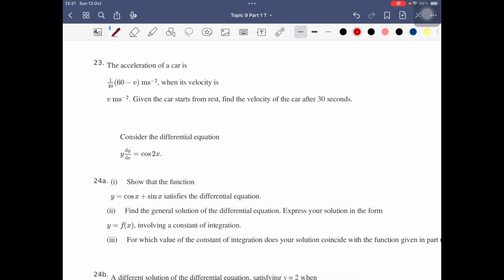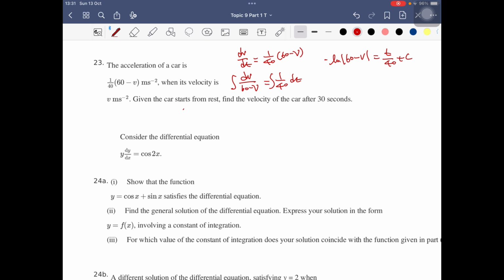Acceleration over curve. Acceleration is dv over dt. It's 1 over 40, 60 minus v. So dv over 60 minus v becomes 1 over 40 dt. Integral. So negative ln 60 minus v becomes t over 40 plus c.